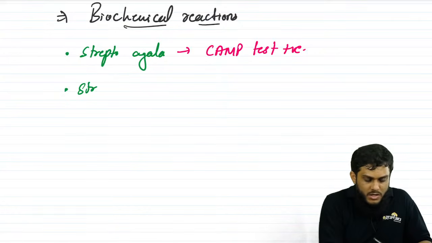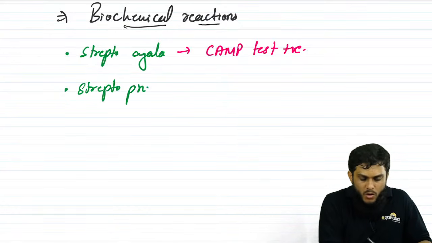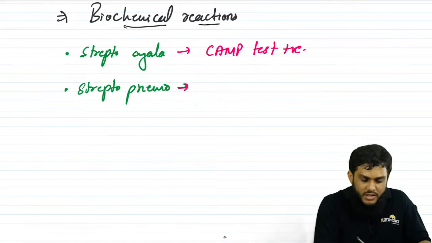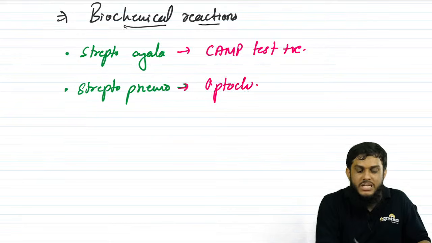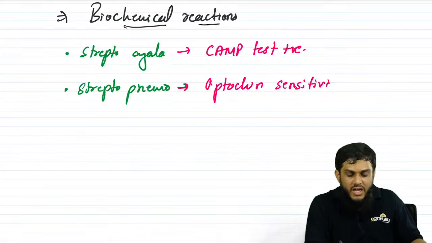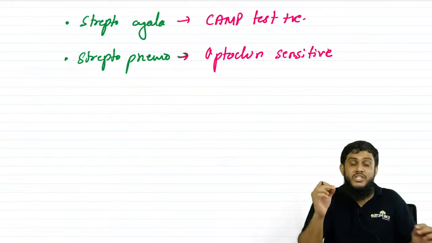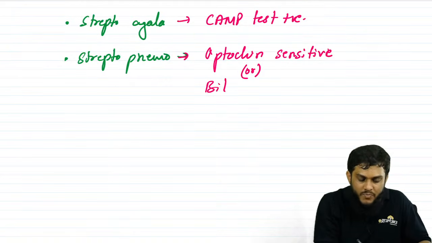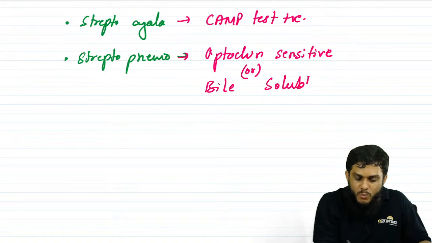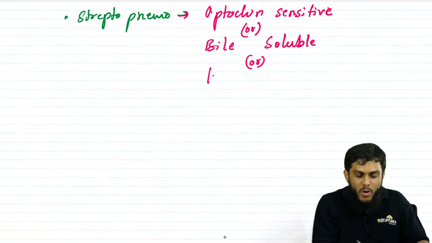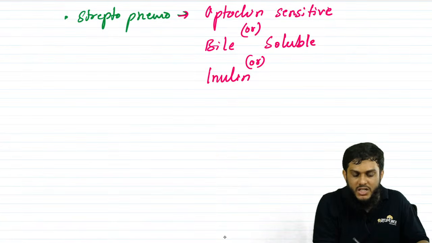Second is Streptococcus pneumoniae, that is pneumococcus. For that we can perform optochin sensitivity. Optochin is a drug. We have to see whether the organism is sensitive or resistant to optochin. If optochin sensitive, then you can say it is Streptococcus pneumoniae. Or we can perform bile solubility. If the colony is bile soluble, then the organism is Streptococcus pneumoniae. Or you can perform inulin fermentation. If the organism is an inulin fermenter, then you can say it is Streptococcus pneumoniae.